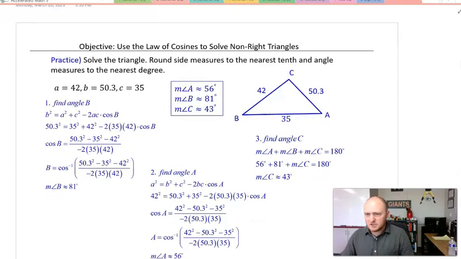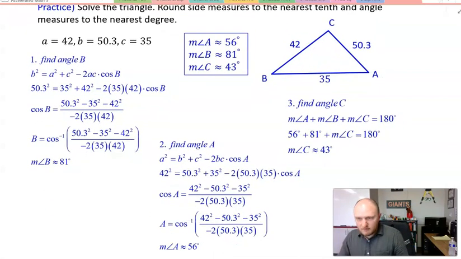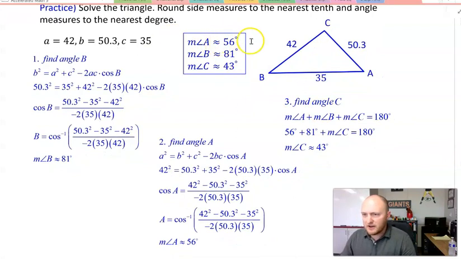Here is the solution. You should have gotten these values. Measurement of angle A is 56. Angle B is what you should have found first. Measurement of angle C is 43 degrees.